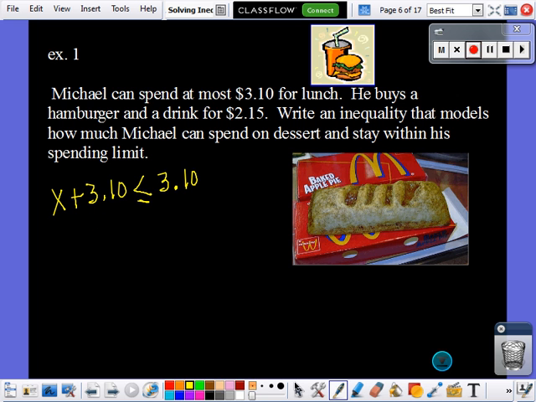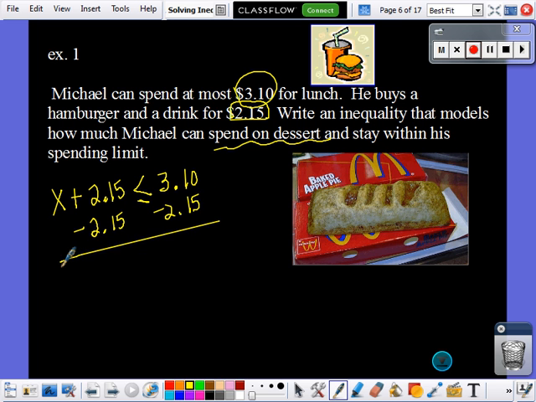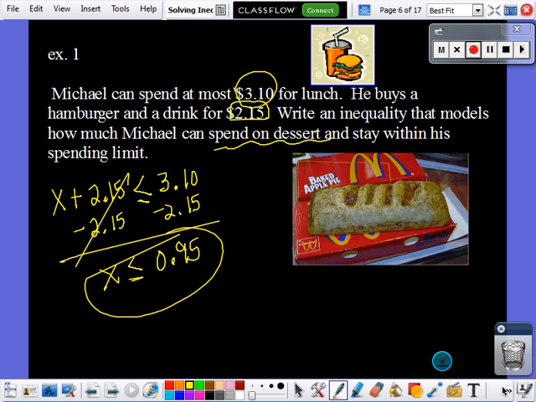Now we're going to solve. This is supposed to be $2.15. So this is the hamburger and the drink. I'm trying to figure out how much to spend on dessert, that's X. And then we have $3.10. And what I spend had better be less than or equal to $3.10. So still solve for X the same way by subtracting $2.15. But X is less than or equal to 95 cents. So I can't spend more than 95 because that's all I had left.